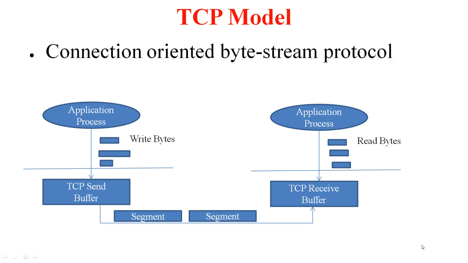Unlike UDP, which was a connection-less protocol, TCP is a connection-oriented byte stream protocol. What do I mean by these terms? Connection-oriented means that a connection has to be established before the data can go from one process to the other. Byte stream means the message exchange between the application process and the transport layer is via bytes. So typically the application process writes bytes into the TCP send buffer, and TCP is going to assemble these bytes into segments and pass them on.